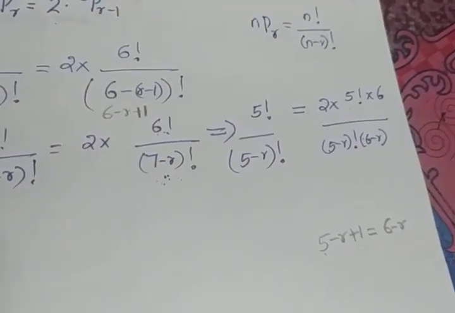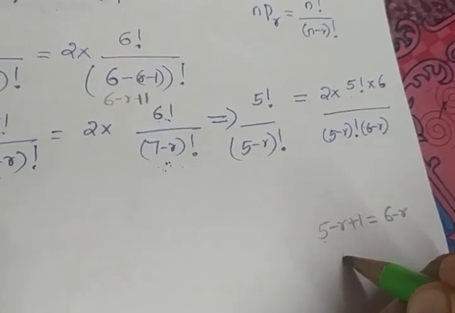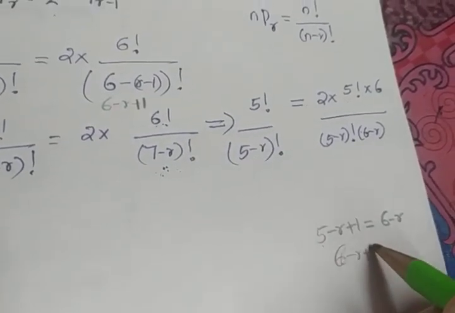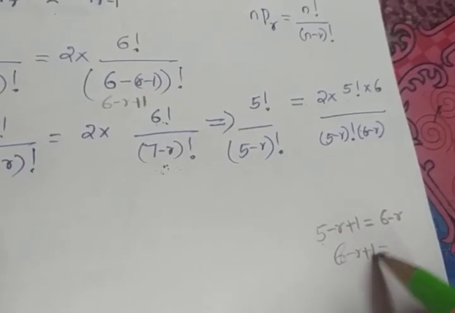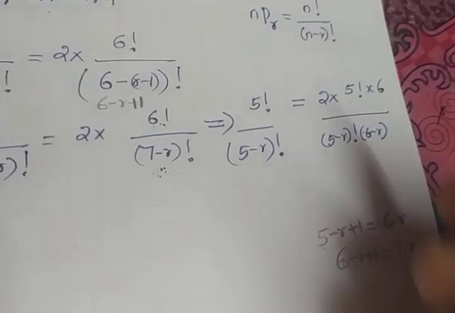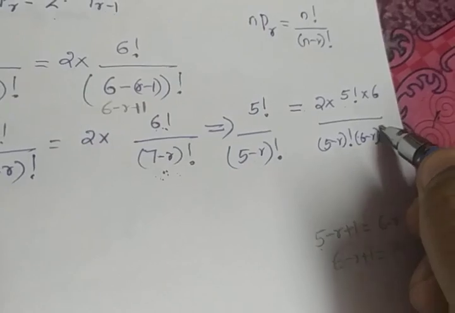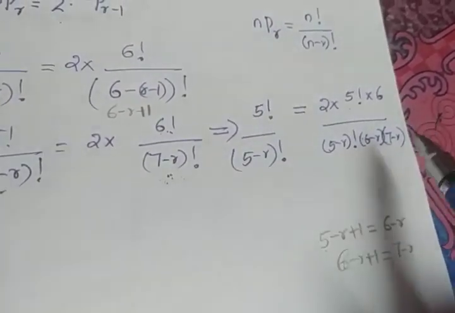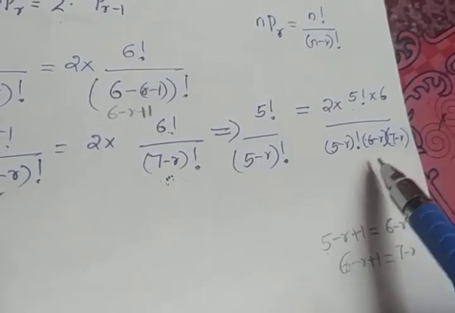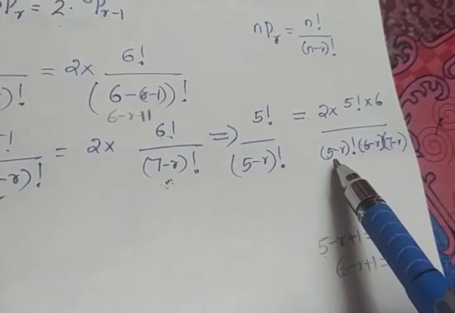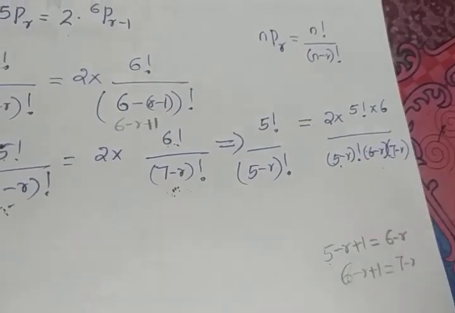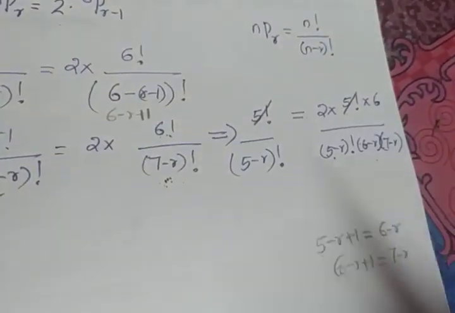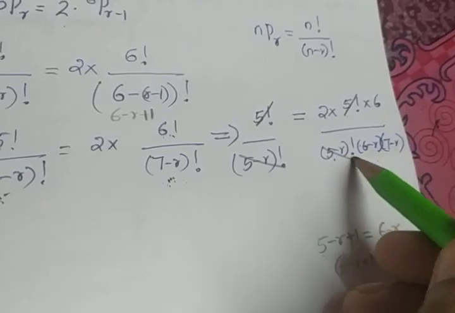Into one more term. To find the next term, what we have to do? 6 minus r plus 1. What is 6 minus r plus 1? 6 plus 1, 7. 7 minus r. So the next term is 7 minus r. We need only (7 minus r) factorial. So (7 minus r) factorial can be written as (5 minus r) factorial into (6 minus r) into (7 minus r). What can we do again? 5 factorial can be cancelled. Okay, (5 minus r) factorial can also be cancelled.